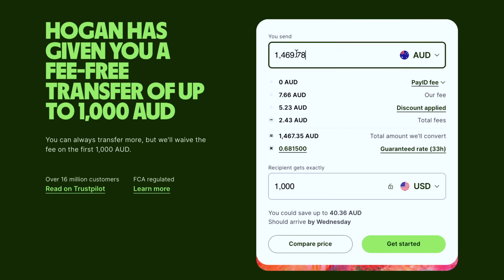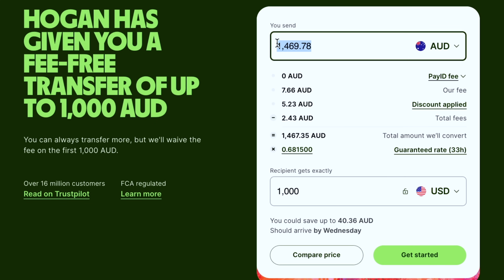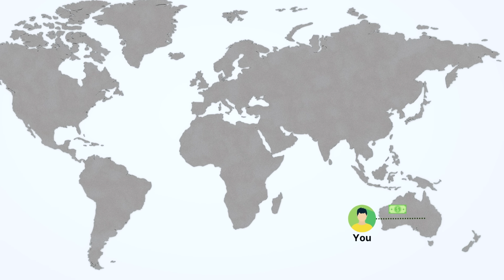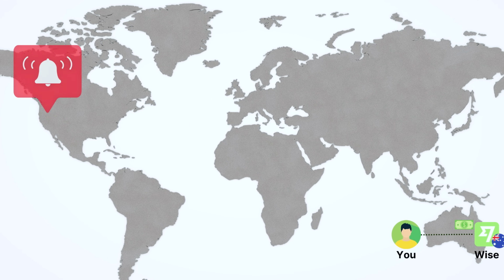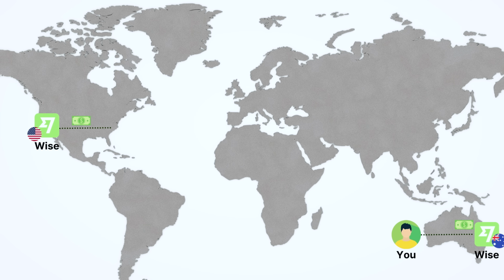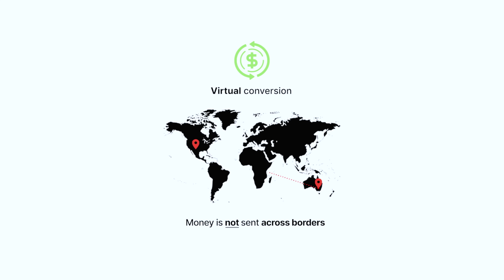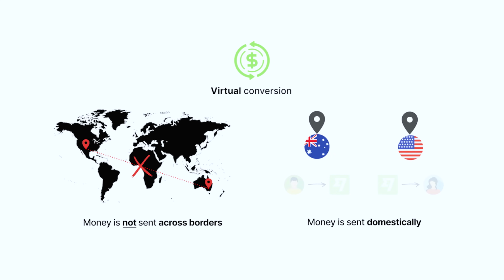And as you can see, this is the amount that I'll have to send the Wise bank account in Australia. So I'll send them $1,469. Once that has actually been received, then they'll notify the Wise bank account in America, and then they'll send the funds domestically to my recipient in the United States. So as you can see, the money never really crosses any borders, and it's essentially sort of like a virtual conversion of the currencies, and then it's doing a domestic transfer. So that's why Wise is able to offer cheaper rates and able to send money quicker internationally.